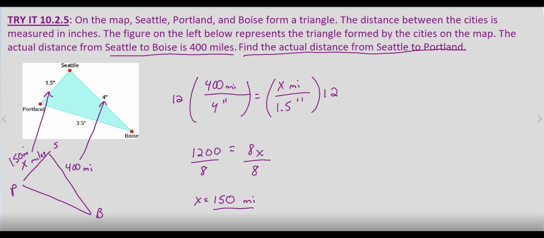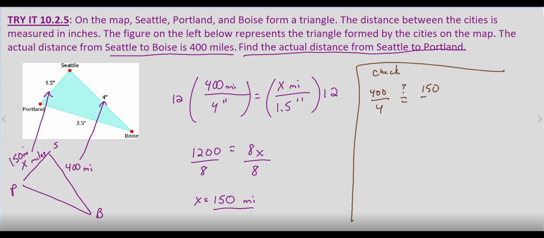So we'll check our solution real quickly by plugging this into our original proportion. 400 to 4, we want to know, does that equal 150 to 1.5? Well, 400 divided by 4, that's just going to be 100. And 150 divided by 1.5, that also equals 100.